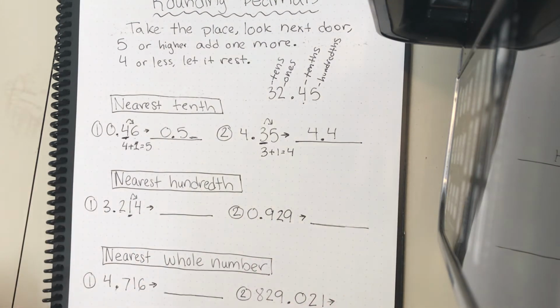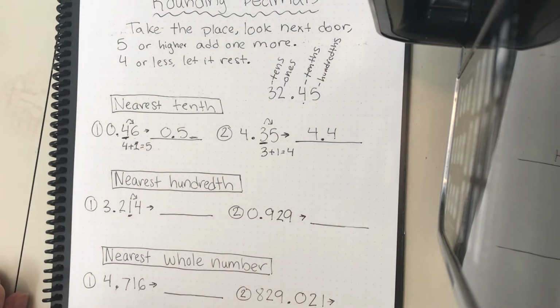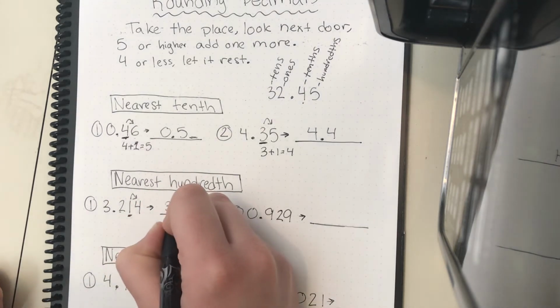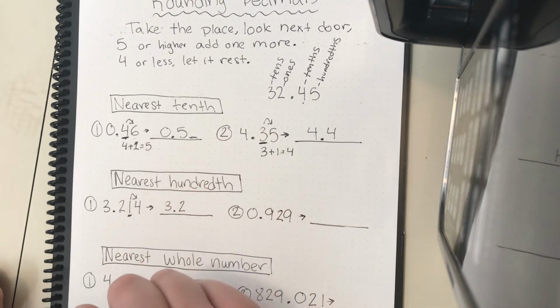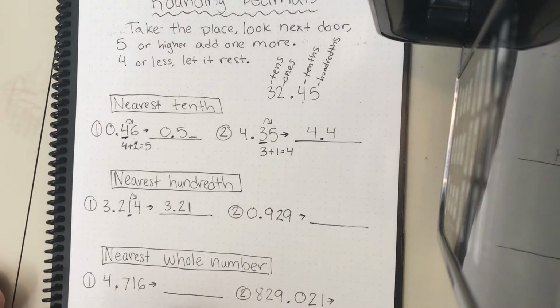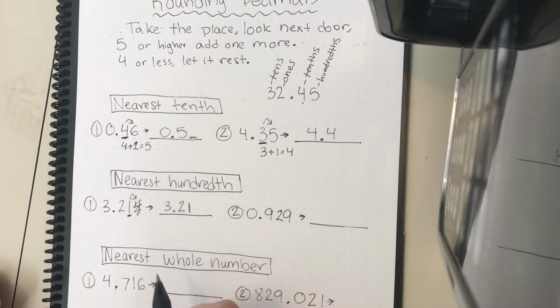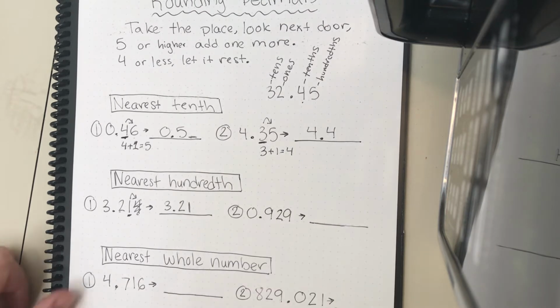Do you remember what that means? It means that we're not going to change anything about that 1. We're going to keep the 3 the same, the 2 the same, and then we're going to keep the 1 in the hundredths place. Nothing afterwards. We don't need that 4 because we're rounding to the nearest hundredth. There shouldn't be anything in the thousandths place or anything after that.